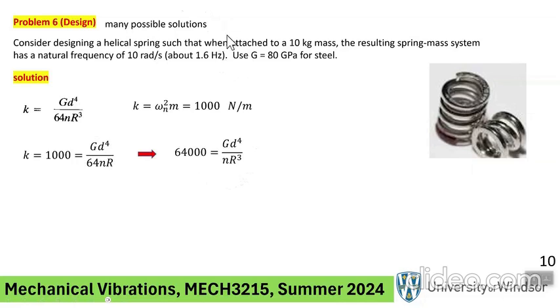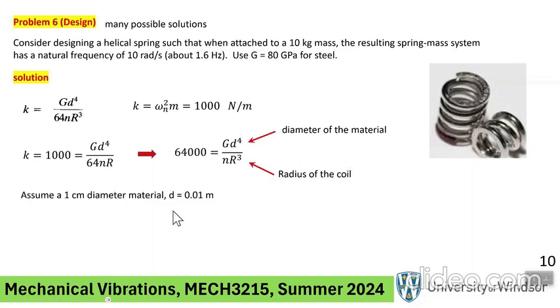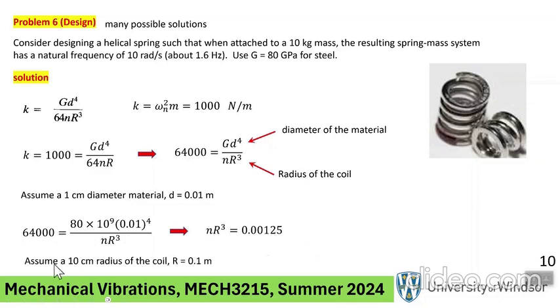And that's why it has many solutions. Diameter of the material, radius of the coil, or the helix, and of course, n is the number of windings. So let's say that the diameter of the material is 1 centimeter, okay, which is not unreasonable for heavy-duty helical spring. So we just plug it in, you're going to get that. You still have n unknown and big R is unknown, okay?